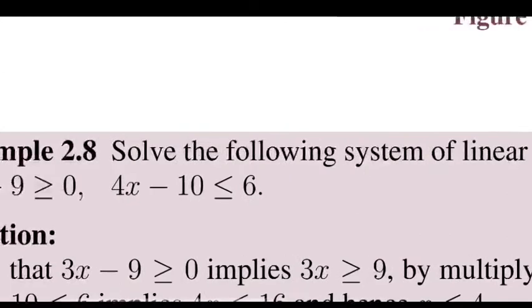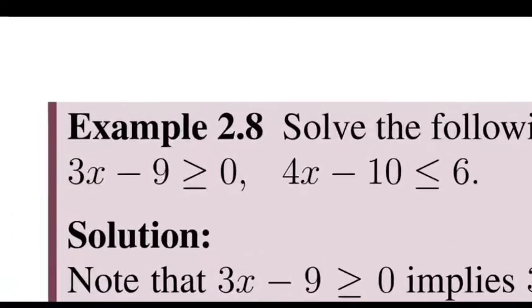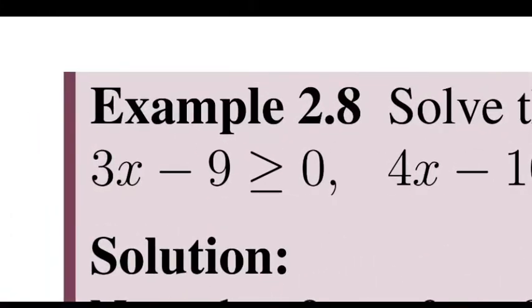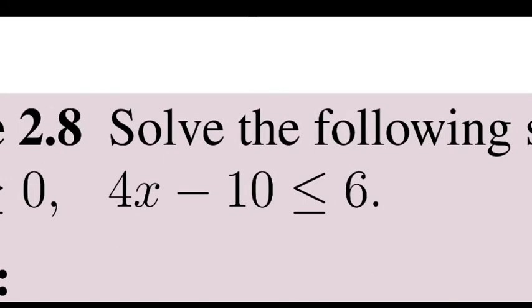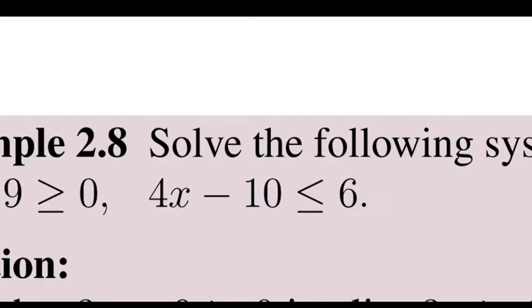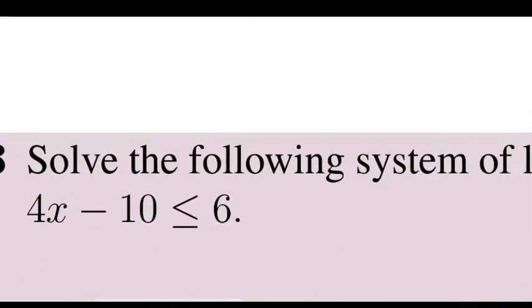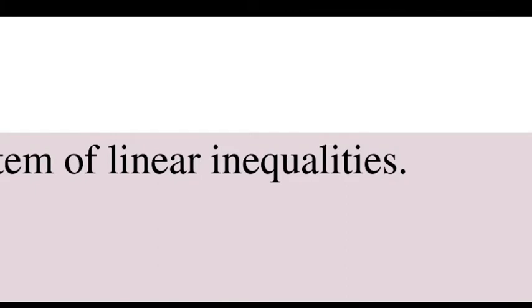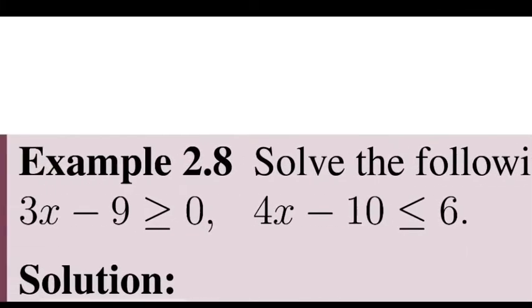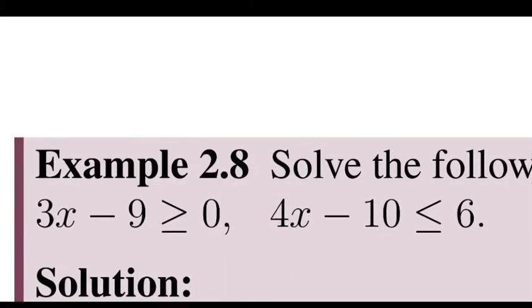Solve the following system of linear inequalities: 3x minus 9 is greater than or equal to 0 and 4x minus 10 is less than or equal to 6. These are inequalities, not equations.